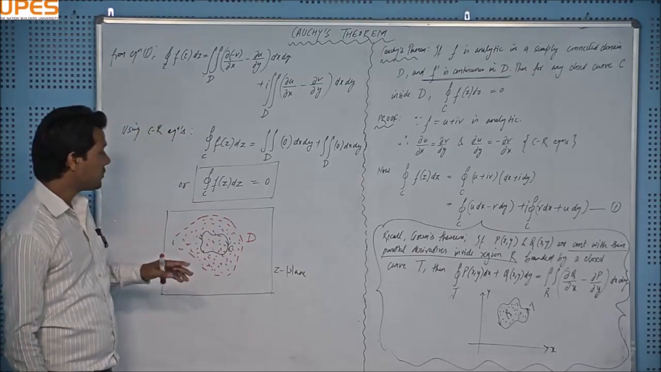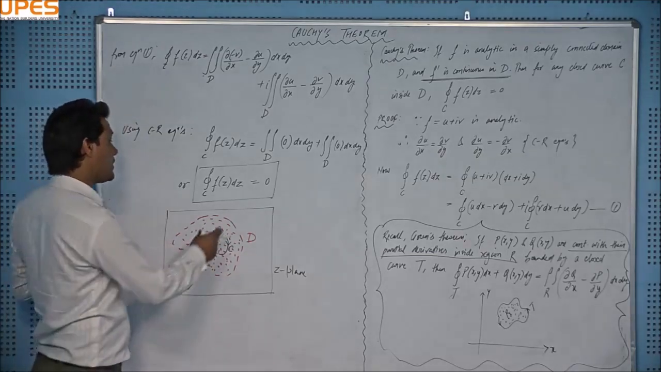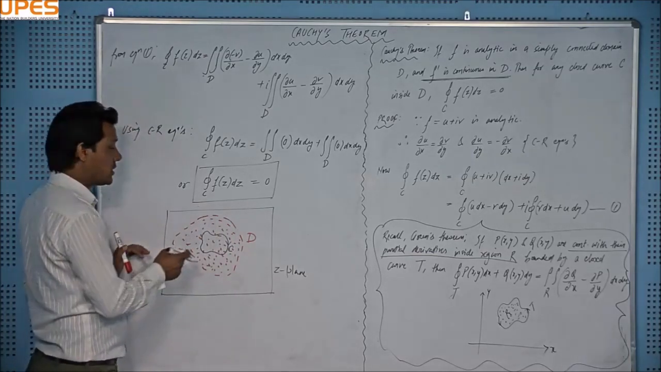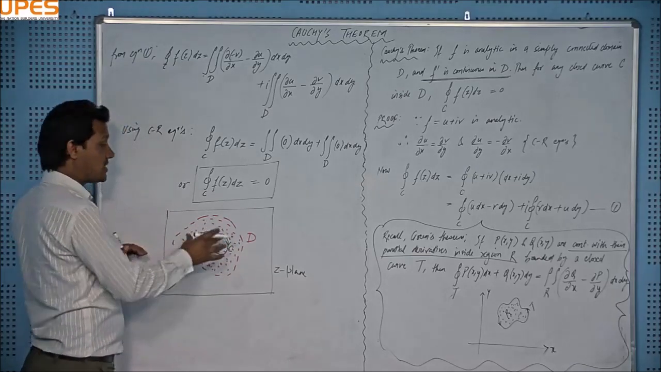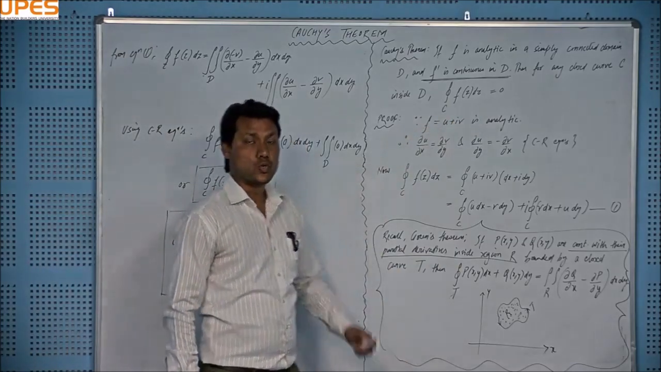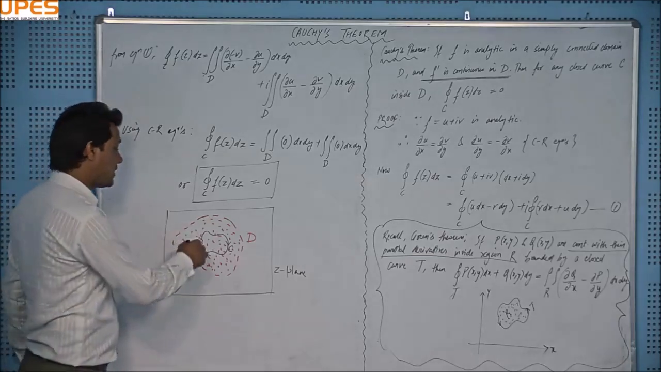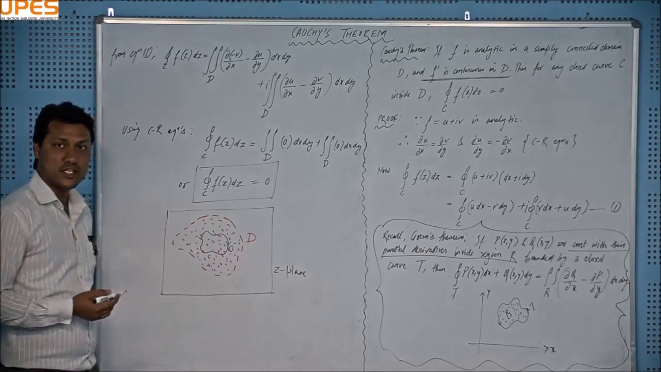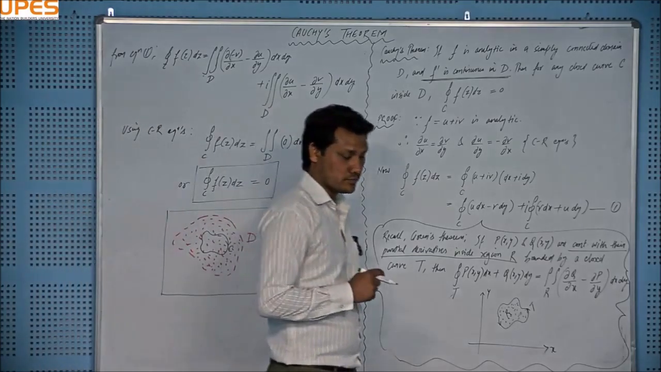And you want to integrate your f along this curve C, and you know that f is analytic over this red region. Then the integration along any such closed curve, which lies completely inside D, will always be 0. No matter what the shape of that curve C is, whether it is a triangle, rectangle, ellipse, any shape, but it should be closed. So this is Cauchy's theorem.